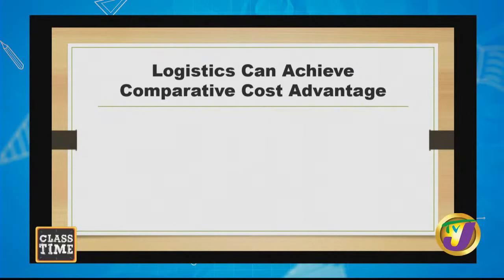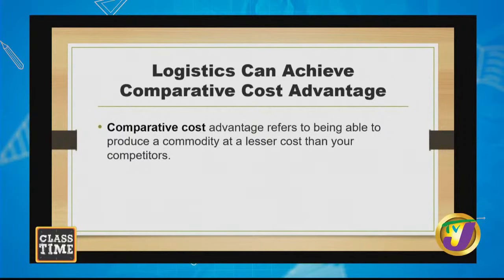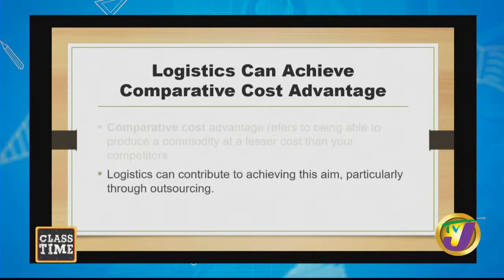Now, logistics can also achieve what we call comparative cost advantage. What is this, though? Now, comparative cost advantage refers to being able to produce a commodity at a lesser cost than your competitor. And we explored that earlier. Now, how can logistics help? So logistics can contribute to achieving this aim, particularly through what is called outsourcing. Have you ever heard the term outsourcing? What is outsourcing?